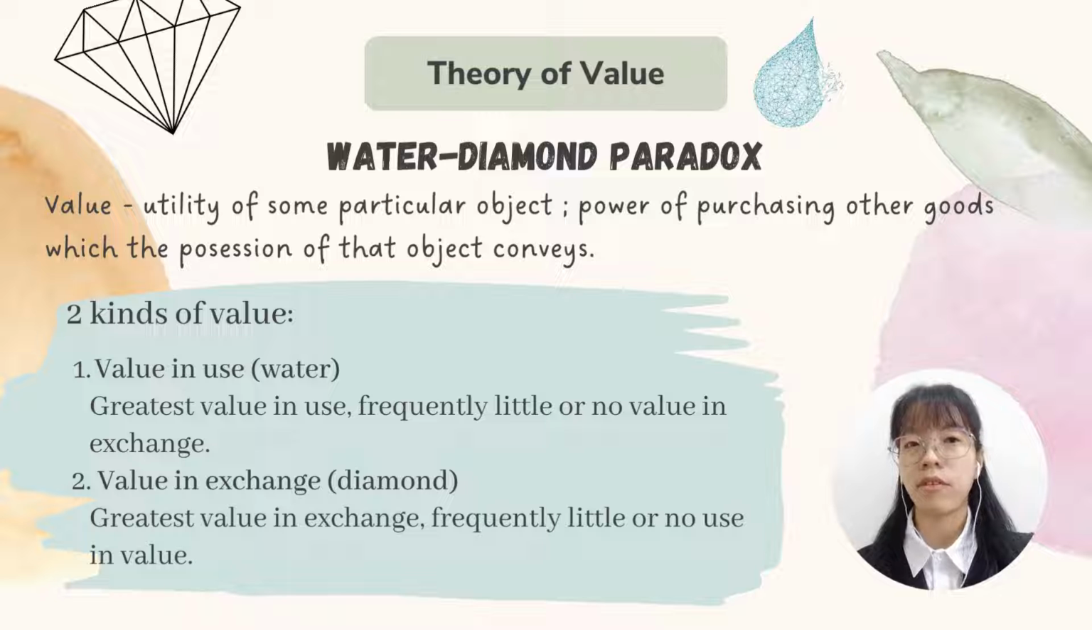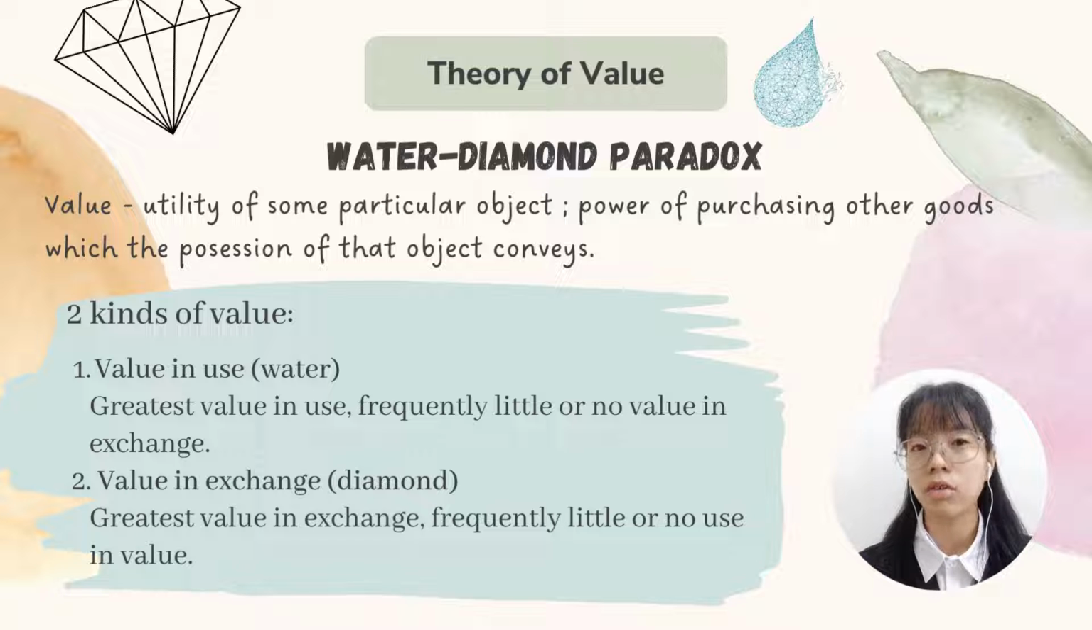So we will proceed with the first theory, which is the water-diamond paradox. Based on the name of this theory, it is obvious that water and diamond are the objects used in explaining it. Since this is a theory of value, some of us may wonder what value means. Value can be defined as the utility of some particular good, or the power of purchasing other goods which the possession of that object conveys.